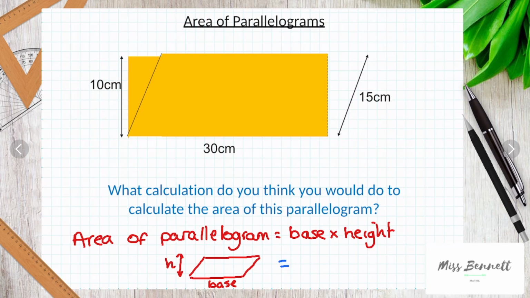So for this question, when we're doing the working out, the base is 30 centimetres, the height is 10 centimetres. Multiply these two together: 3 times 1 is 3, multiply it by 10 and multiply it by 10 again. Centimetres squared. That's the final answer. Press pause and have a go at these next questions. When you're done, press play.